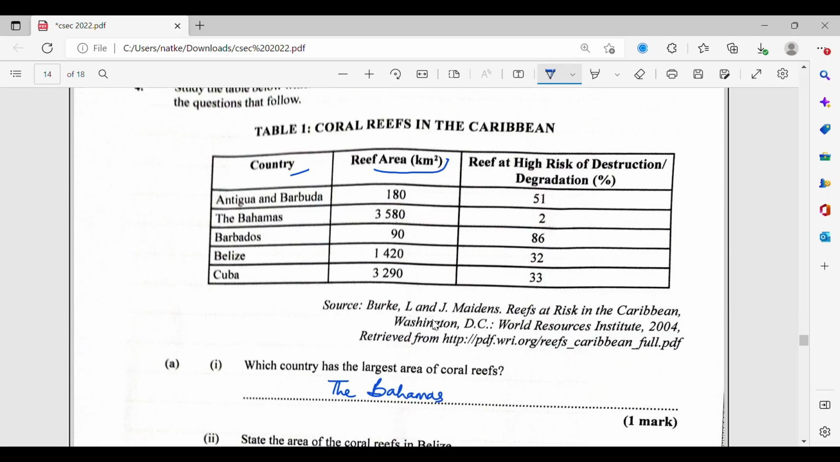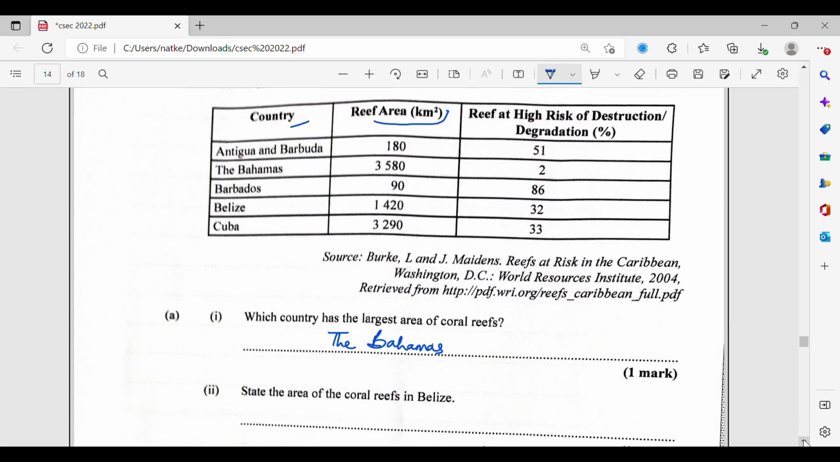The second question says, state the area of the coral reef in Belize. So for Belize, we are seeing 1,420. So 1,420, and because we're talking about area, we would not leave off the kilometer square.